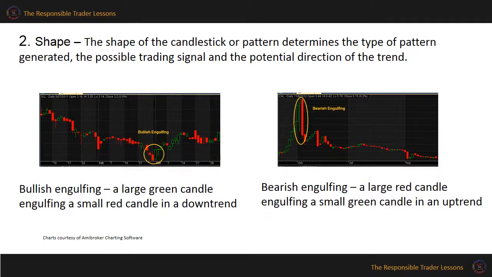Second thing we have to remember is shape. The shape of the candlestick or pattern determines the type of pattern generated, the possible trading signal, and the potential direction of the trend. Here we have a bullish engulfing, a large green candle engulfing a small red candle in a downtrend. Here we have a bearish engulfing, a large red candle engulfing a small green candle in an uptrend.